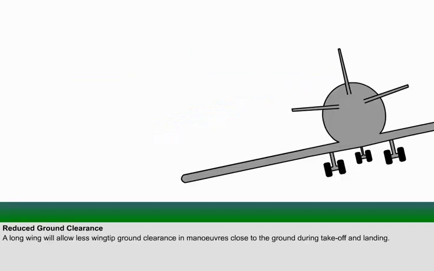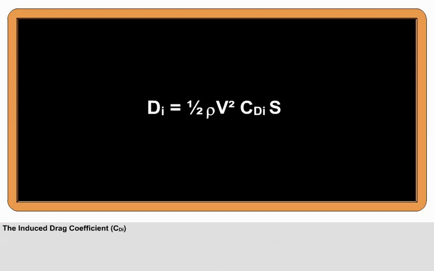A long wing will allow less wingtip ground clearance in maneuvers close to the ground during takeoff and landing, which could be a significant factor in a crosswind or gusty conditions. The formula for induced drag, as you will see on the screen, is very similar to the basic lift and drag formulae. On first sight, the equation would seem to imply that induced drag, DI, increases with speed.